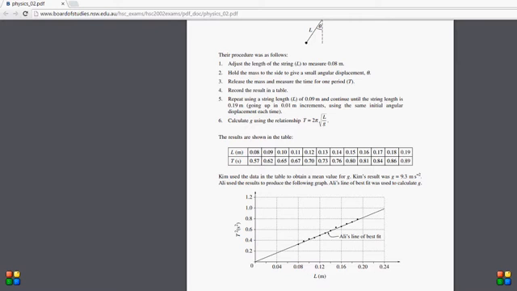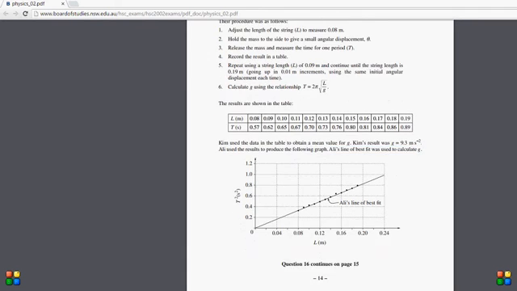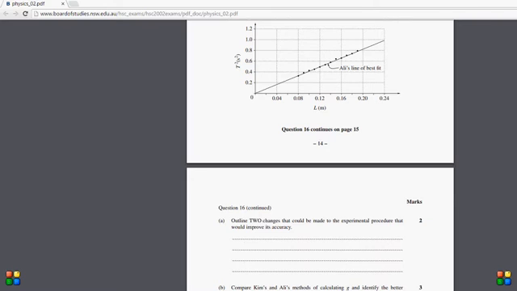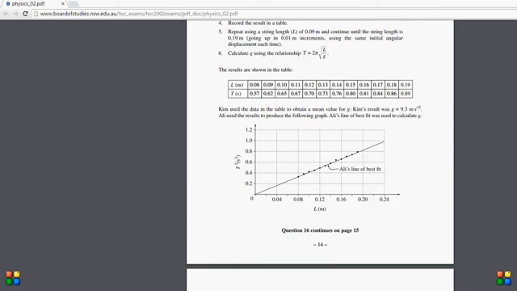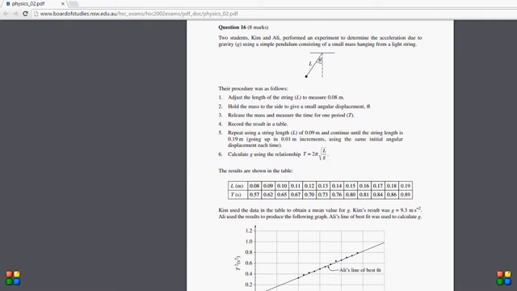Ali used the results to produce the following graph. Ali's line of best fit was used to calculate G. This is usually the way to go with all experiments. Outline 2 changes that could be made to the experimental procedure that would improve its accuracy. So let's see.